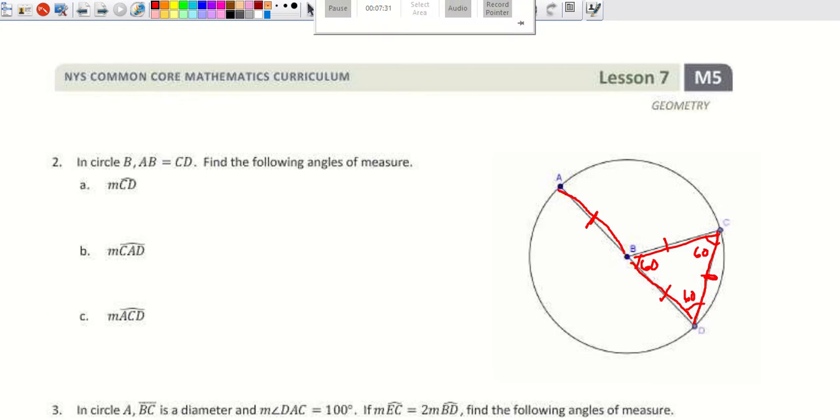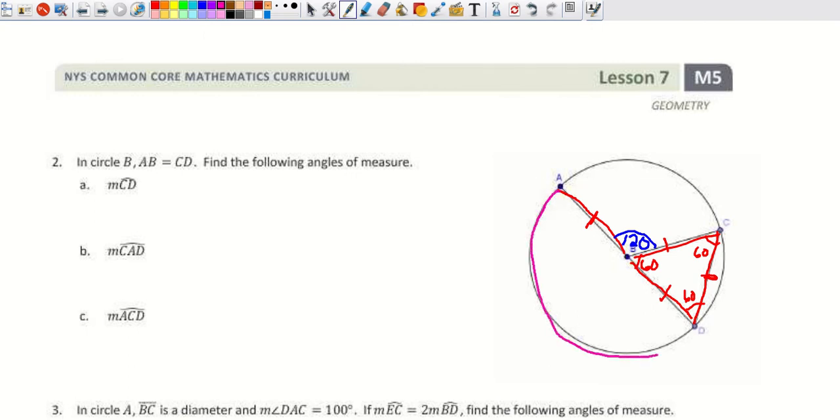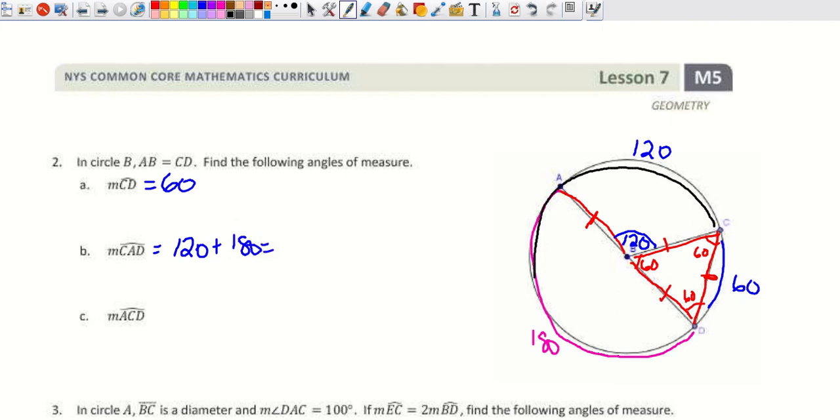Okay, so since we know all those angles are 60 degrees, that tells us that the angle next door to it right here has to be 120 degrees. And this angle really is formed by this half circle here, so we know that this is 180 degrees here. And remember, these are all central angles, so they're the same as the arc. All these arcs and angles are going to be 60, 120, and 180. So arc CD is the arc with the central angle of 60, so this is also 60. Arc CAD goes from the 120 degree arc plus the 180 degree arc, so it's going all the way around from C through A to D.